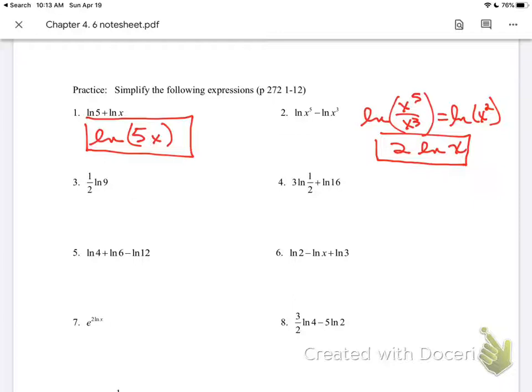This is natural log, I have x to the 5th over x cubed, which can make that natural log of x squared, which can simplify to 2 natural log of x. Okay, so this is natural log of 9 to the 1/2 power. So that's going to end up being the natural log of just positive 3.